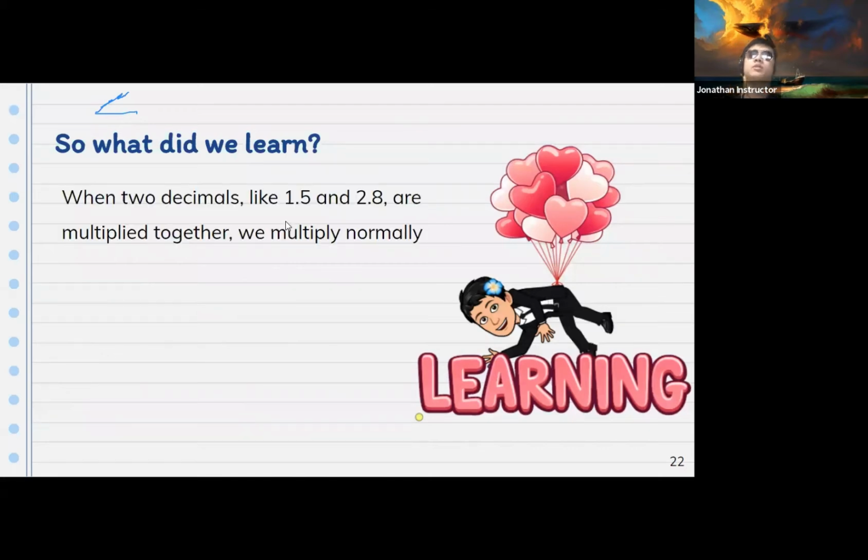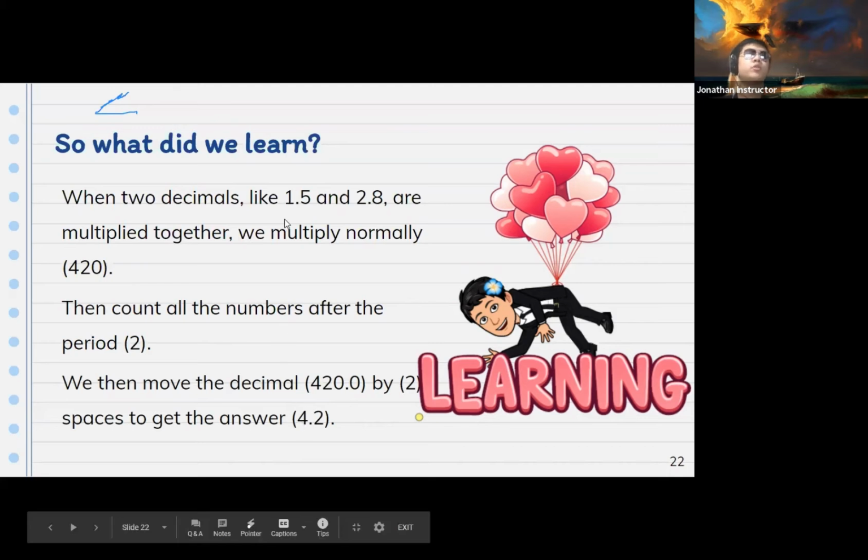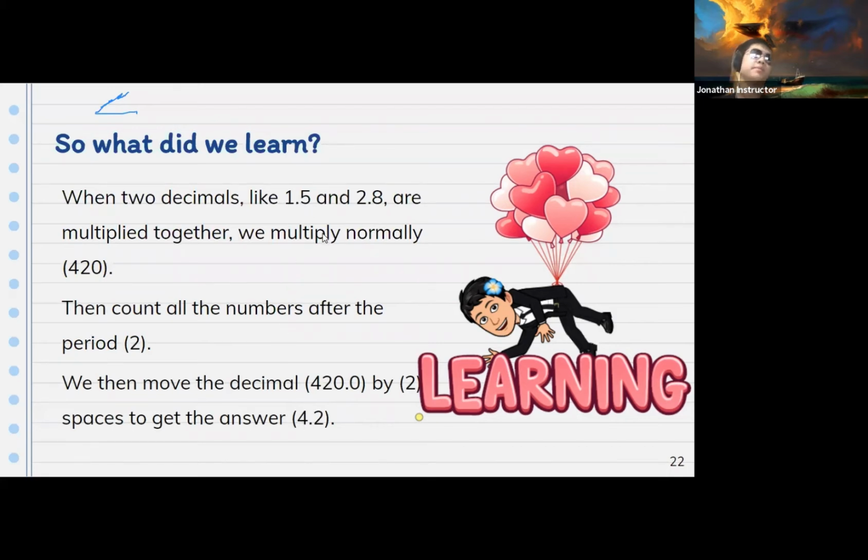So when we multiply two decimals, for instance, 1.5 and 2.8, we multiply them normally, right? 15 times 28 is 420. And then we count the numbers after the period. So in this case, 5 and 8. So we have two numbers. And then we just move the decimal point in 420.0 by 2 spaces to get the answer, 4.2, if we want to multiply 1.5 times 2.8.